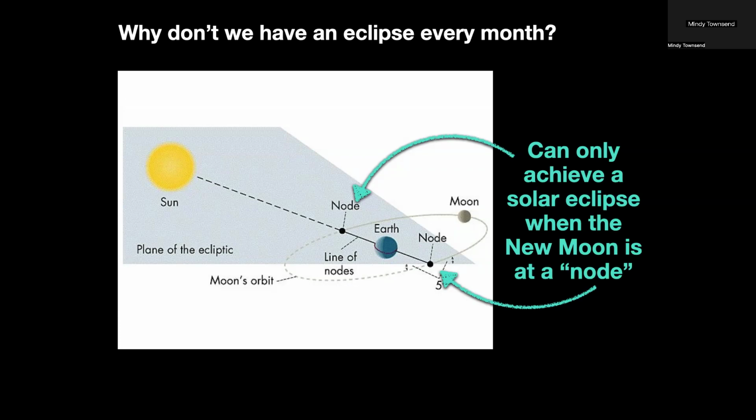So as the moon travels along its orbit, it will often find itself above the plane or below the plane. At these locations, it can't get directly in line with the Earth and the sun. It's always going to be a little bit below or a little bit higher. Twice a year, though, it's actually possible to have these eclipses, and that's at what are called nodes, the intersection of the moon's orbit and the plane that all of the planets orbit on.